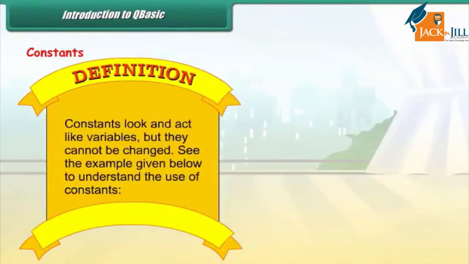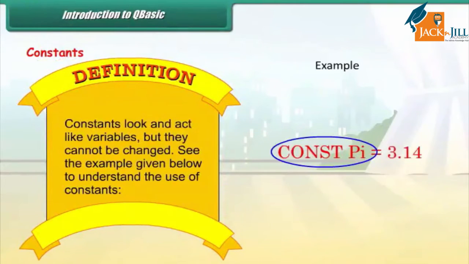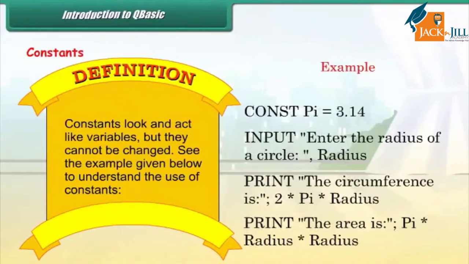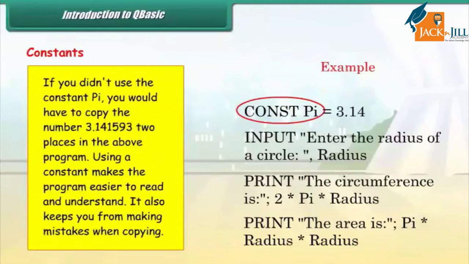Constants. Constants look and act like variables, but they cannot be changed. See the example given below to understand the use of constants. If you didn't use the constant pi, you would have to copy the number 3.14 two places in the above program. Using a constant makes the program easier to read and understand. It also keeps you from making mistakes when copying.